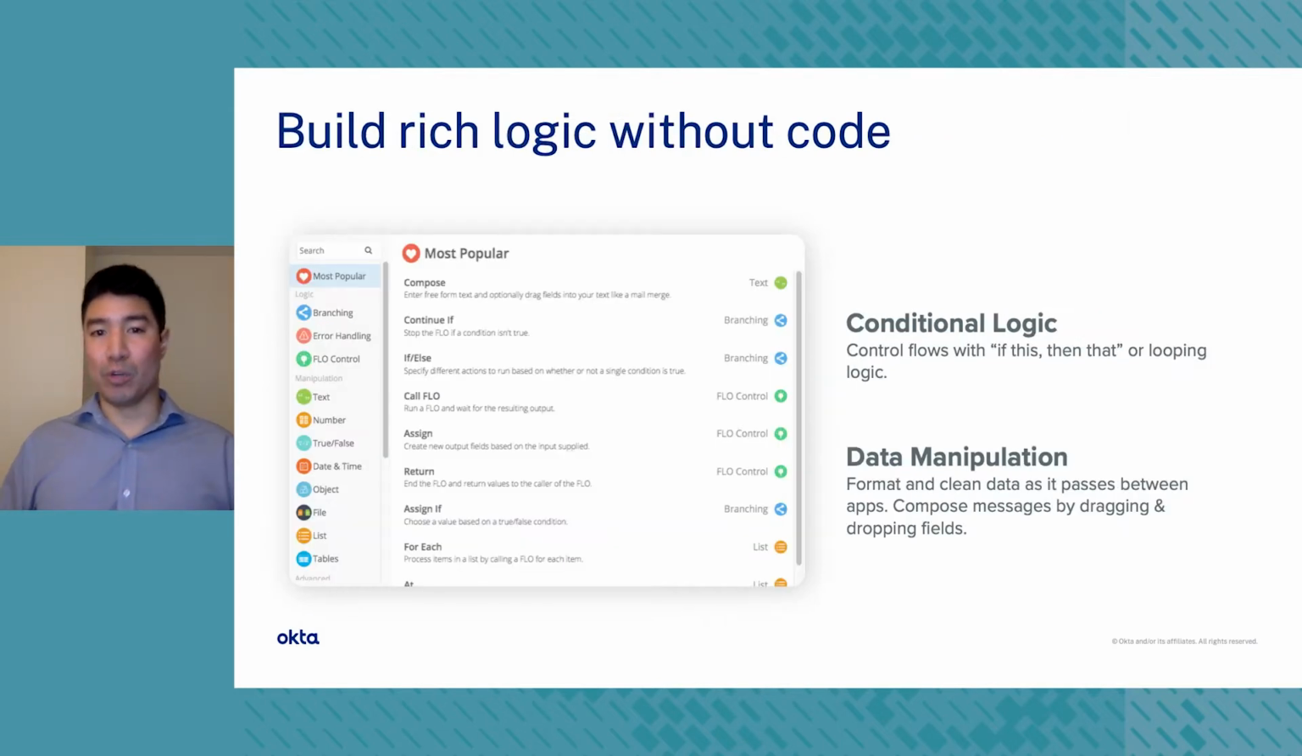You can really build rich logic with workflows. You can have essentially the same power as code without code. So you can do things like if this, then that statements. You can do loops. You can also do data manipulation. So if you need to truncate text, if you need to parse out data structures, if you need to create a JSON object, that's all possible, all without code.